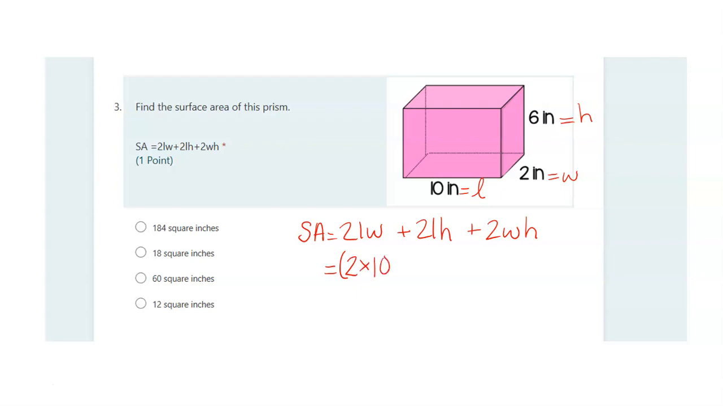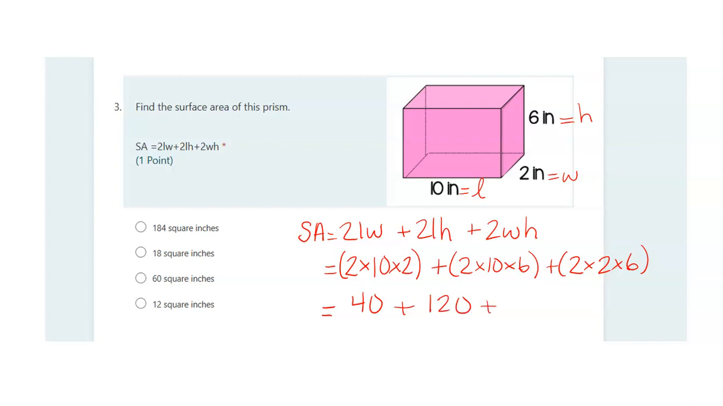So 2 times 10 times 2 plus 2 times 10 times 6 plus 2 times 2 times 6. When I simplify each of those sets of brackets, 2 times 10 times 2 is 40, plus 2 times 10 times 6 is 120, plus 2 times 2 times 6 is 24. When I add those up, I will get 184 square inches, so A was my answer for number 3.